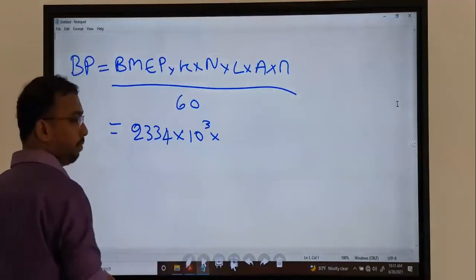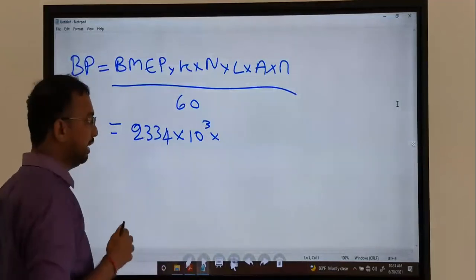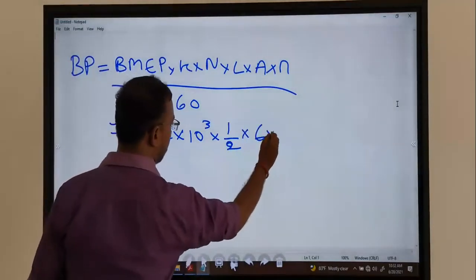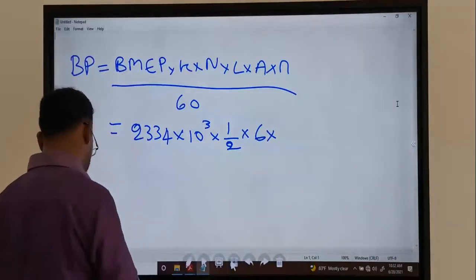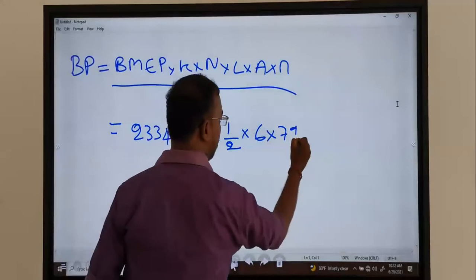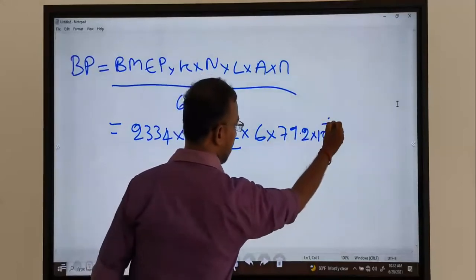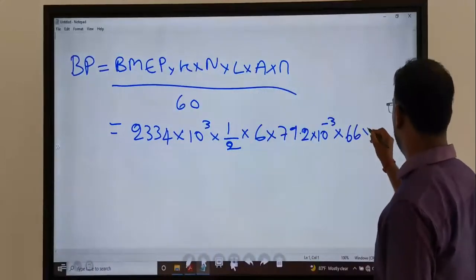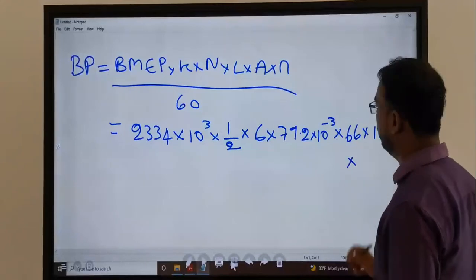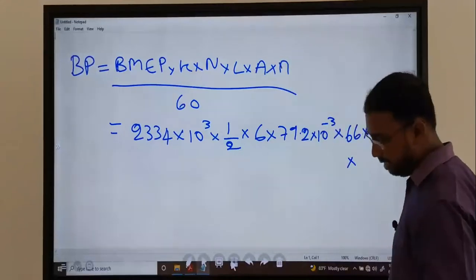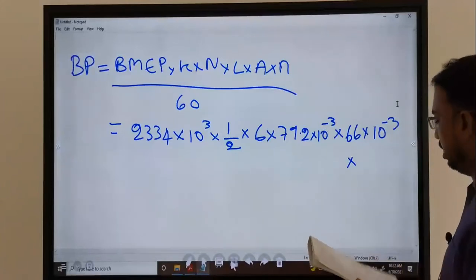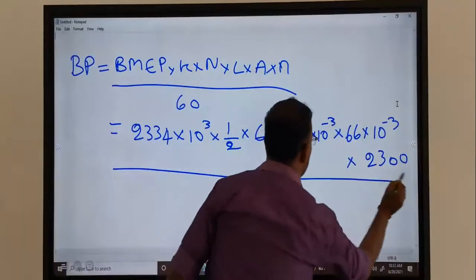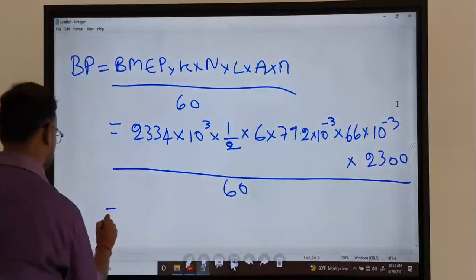This is also a 4-stroke, 6 cylinder engine. It is 4-stroke, so K is half, and the number of cylinders N is 6. L is 79.2 into 10 to the minus 3, and A is 66 into 10 to the minus 3, into the final N. This N is the RPM of the crank, so it's 2300 over 60. And this gives the answer.